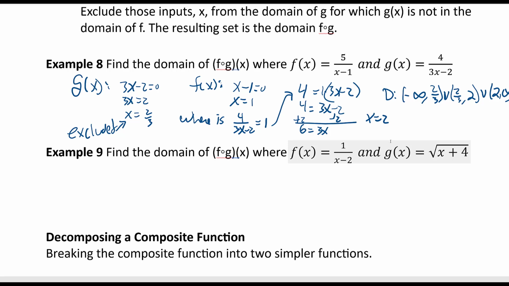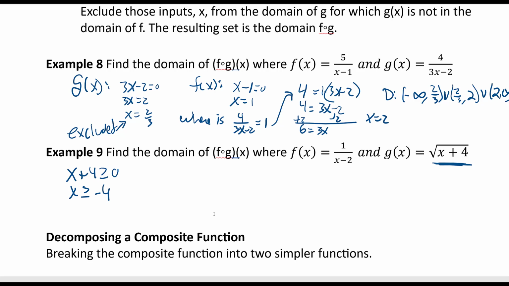Okay, let's try another one. Find the domain of f of g of x, where f of x is 1 over x minus 2 and g of x is the square root of x plus 4. So first of all, the square root of x plus 4 can't be negative. So x plus 4, we're looking for it to be greater than or equal to 0. So x is greater than or equal to negative 4. So that's where we're starting. And now we're going to look at what makes f of x undefined, or what we have to exclude there.